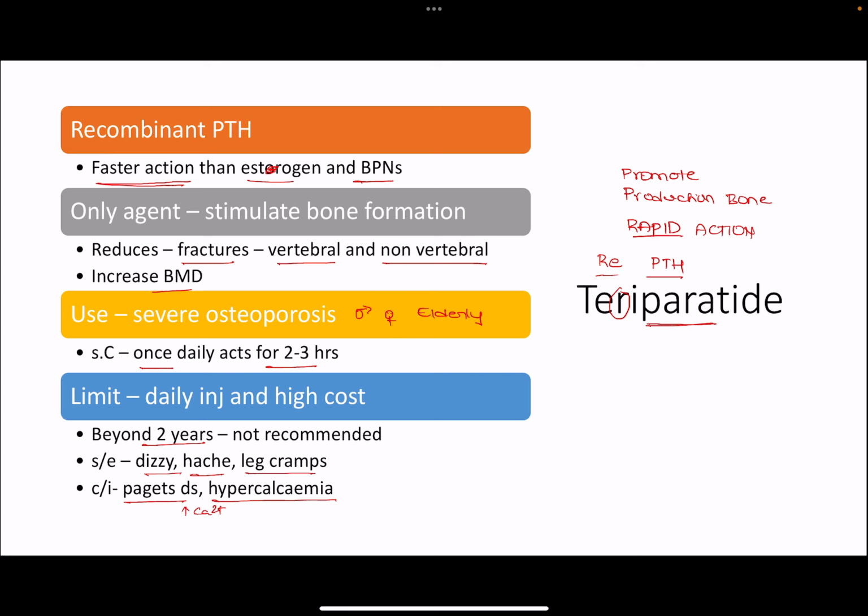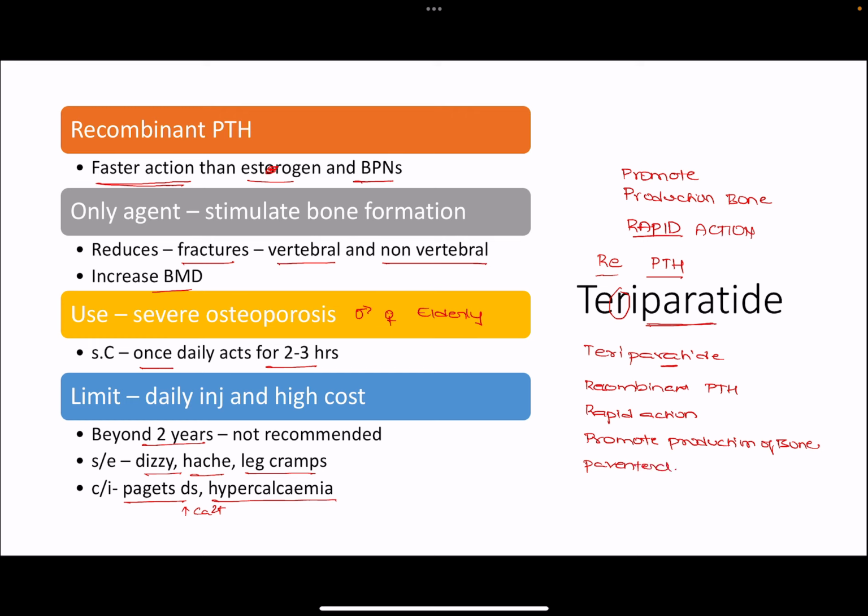Paget's disease is an osteolytic condition where there will be increased risk of high calcium levels in the body. So basically, how can we remember teriparatide? As we know, it is a recombinant parathyroid hormone, so it has R. It has rapid action compared to estrogen as well as the bisphosphonates. And its main action, para, means promote what? Production of bone.